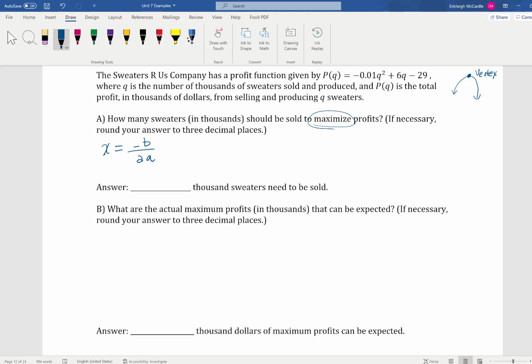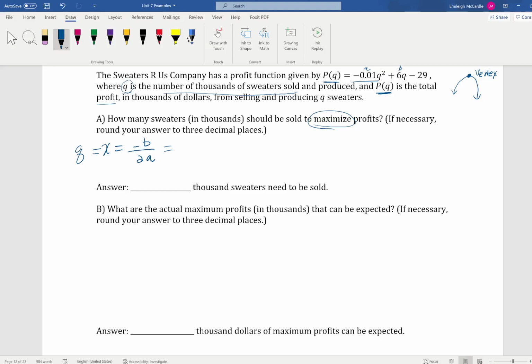So if we look at the problem itself, we have a function that is p of q. Q is representing the number of thousands of sweaters sold. P of Q is representing the profit. Okay, so the Q here is essentially your X value. Knowing that, we can continue, and we want to go ahead and identify the A and the B in this problem. Our A in this problem is negative 0.01. Our B in this problem is the 6.